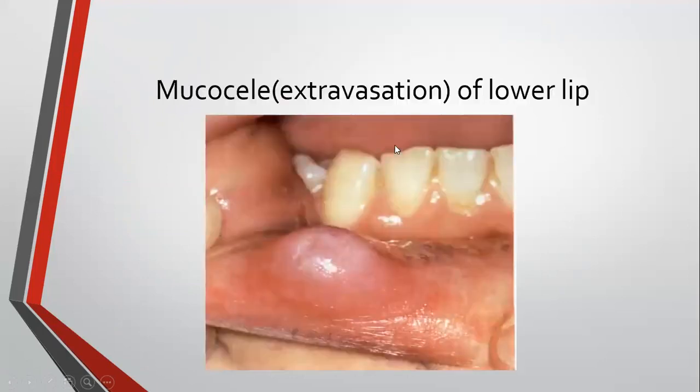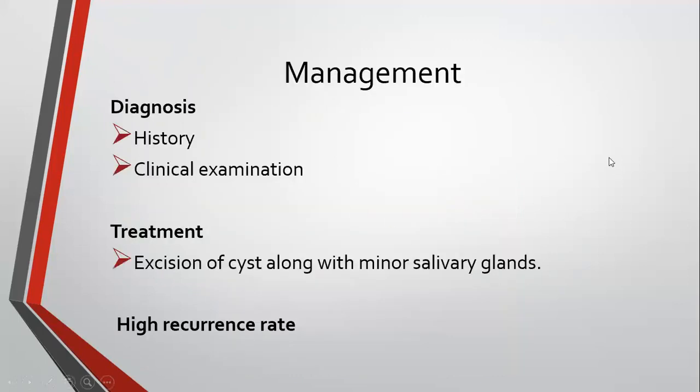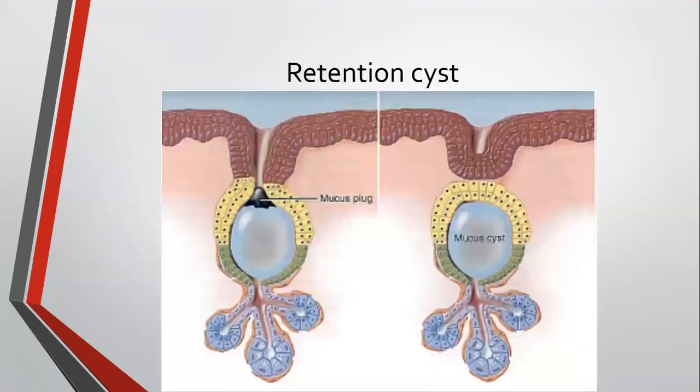And this is a picture of a mucocele extravasation on the lower lip. You can see that it is present on the lower lip, and it is appearing blue gray, dome shaped. How will you manage it? Basically, the management includes diagnosis. You will first diagnose by taking the history of the patient and a clinical examination as well. Then you will treat it by excising the cyst along with the minor salivary glands. Its recurrence rate is higher, so it can occur again.